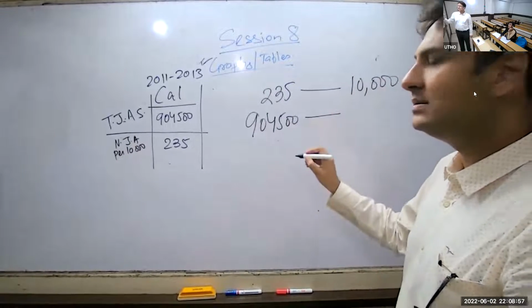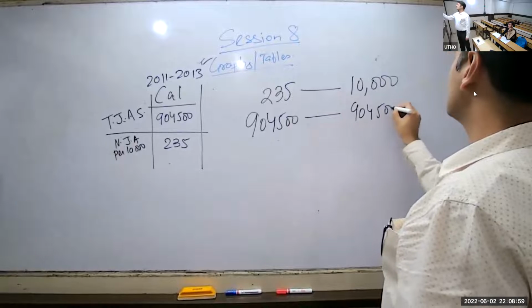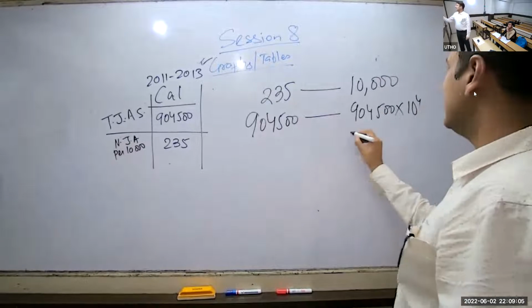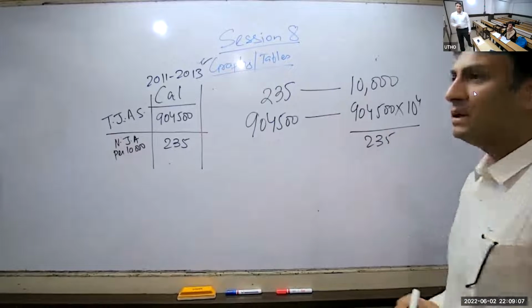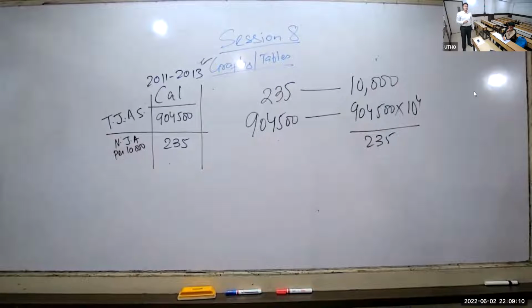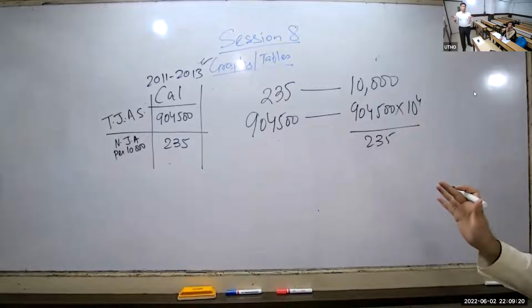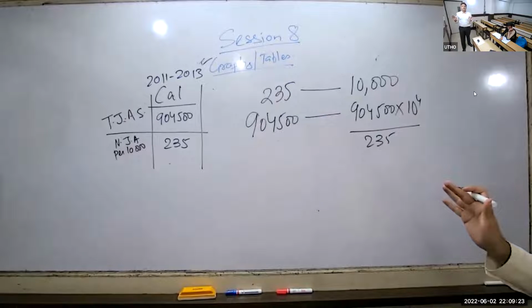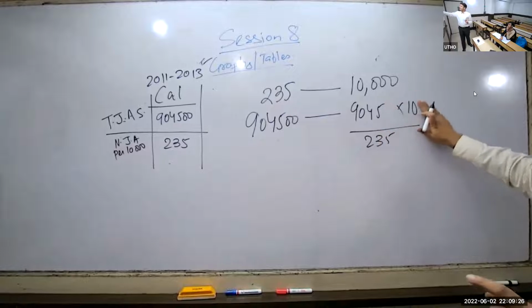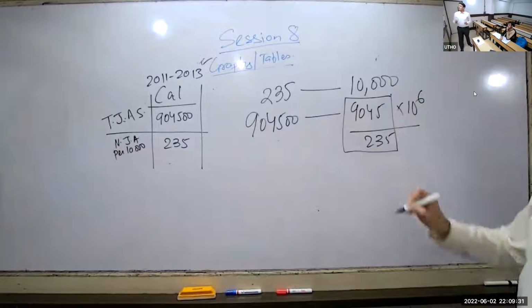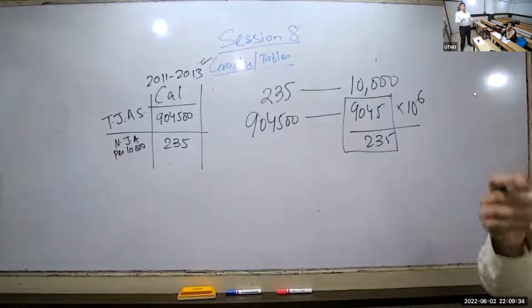For unitary method, 904,500 into 10 to the power 4 लिख रहा हूं मैं, 10,000 divided by 235. उनको answer millions में चाहिए. How many zeros in a million? 6. 1 million मतलब 10 लाख. तो ये 2 zeros भी हटा दो. This becomes 10 to the power 6. तो answer ये होगा 9045 divided by 235 millions. बताइए क्या आ रहा है?